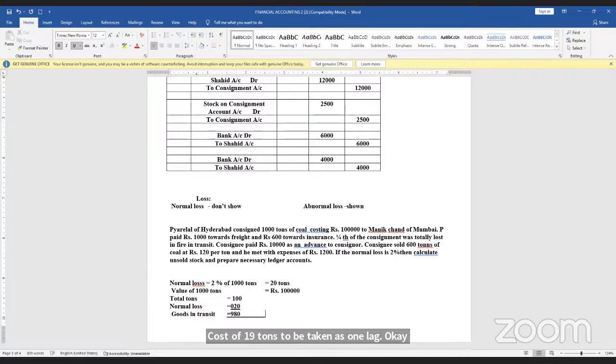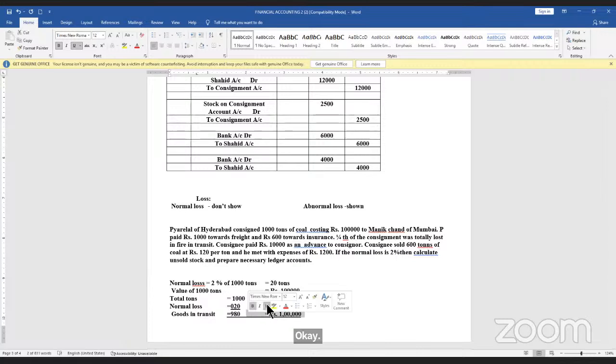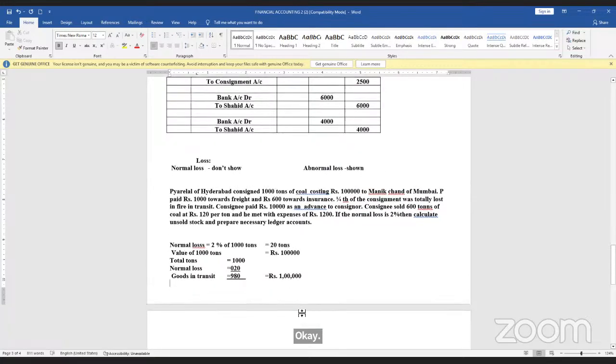If you have any doubts, you can raise your voice. Ma'am, total tons is 1,000. You have written only 100. Okay, yes, ma'am. So the goods in transit is 980 and 1 lakh is going to be the value.